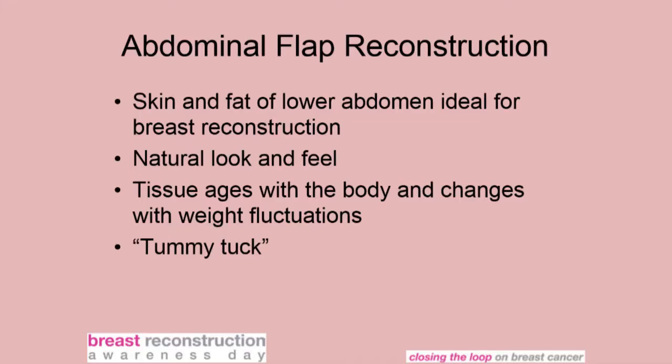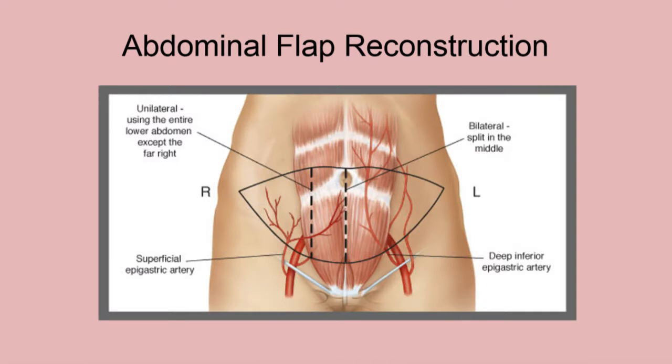So the mainstay of microsurgical reconstruction is using the abdominal wall, or the tummy. That's because the skin and the fat of the lower abdomen is ideal. It's natural in look and feel, and the tissue ages with the body and changes with weight fluctuations. This is just a schematic diagram showing the type of pattern of skin and fat that we take. That's the tummy button there. This is the muscle, the six-pack muscle, and there's a blood vessel that keeps the tissue alive, one coming from the top and one coming from the bottom.